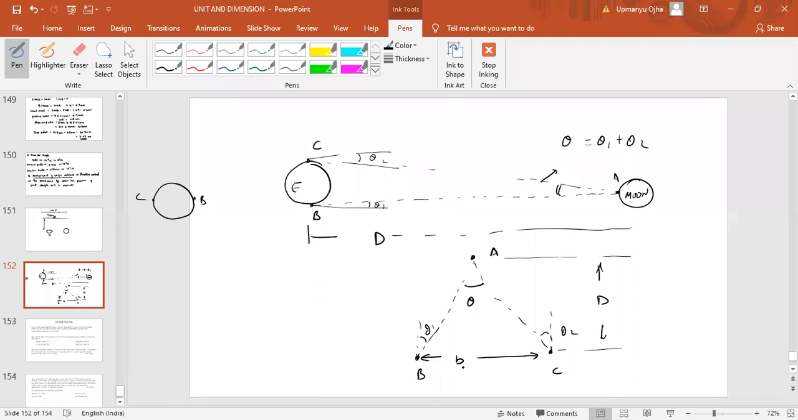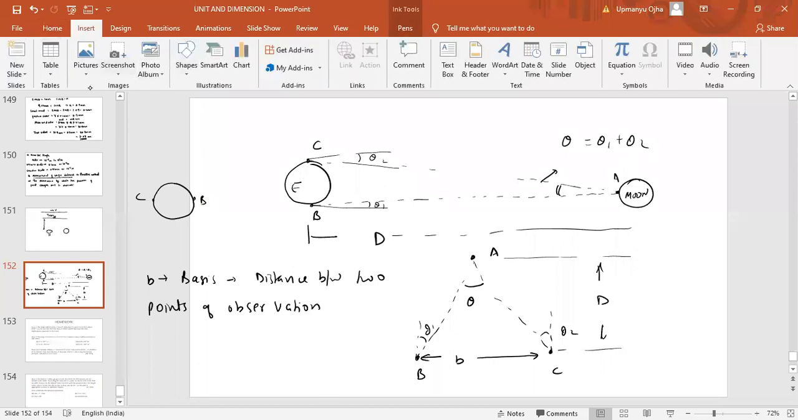First of all, what is b here? The distance between the two points of observation is known as the basis. So b is the basis, which is the distance between two points of observation. This angle is theta, and D is the distance between them.